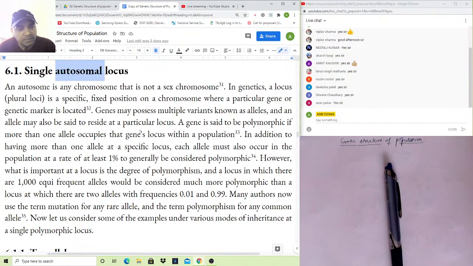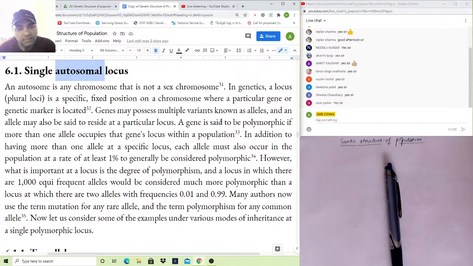Now, genes may possess multiple variants known as alleles. Okay, this you know from Mendelian genetics. And an allele may also be said to reside at a particular locus. Okay, so for a particular gene, there is a locus on a pair of chromosomes. So at one place, one allele may be there, or the contrasting character, that is the factor. Another allele may be located on the homologous chromosome at the same locus.